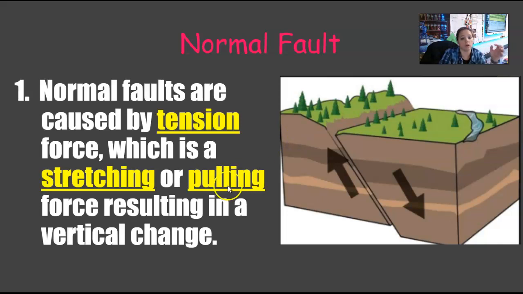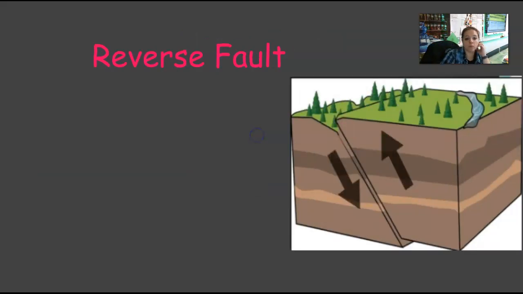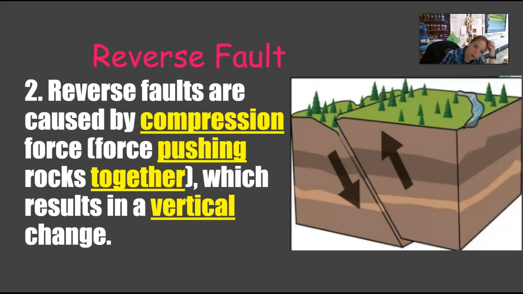A normal fault is caused by tension stress, which is a stretching or pulling force resulting in a vertical change. You're going to pull across. You're going to pull it apart almost, right? And then you've got a reverse fault where one side's going down and the other side's going up. This is caused by compression. It's pushing against each other.